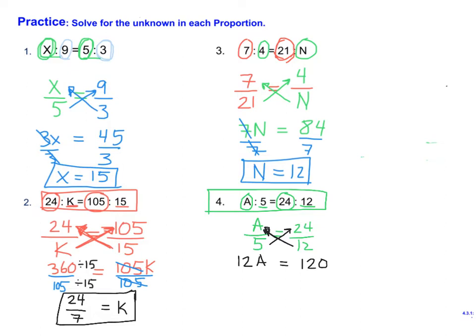So from here, we got to get rid of the 12 on both sides. So all I'm going to do is divide both sides by the 12 so that a will be alone. Dividing the 12 on this side, I'm just left with a. And on this side, I will be left with 10 when I do 120 divided by 12. So a is equal to 10.